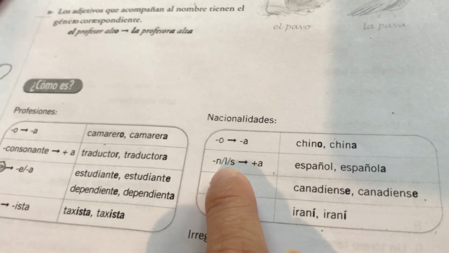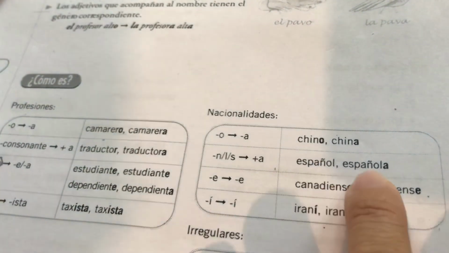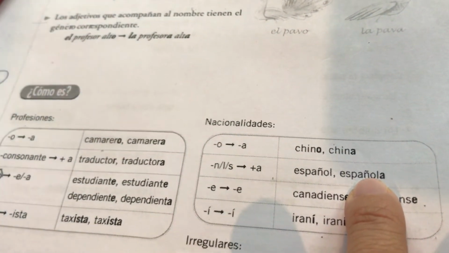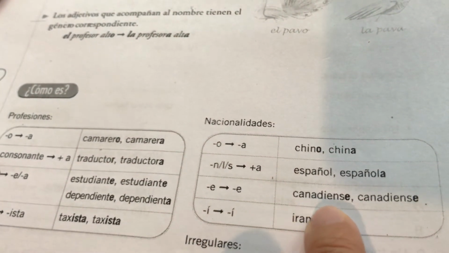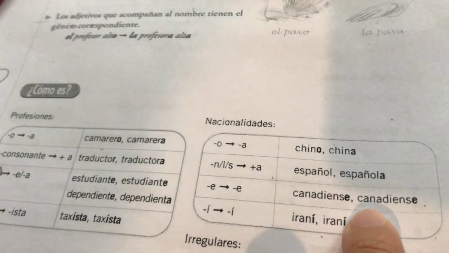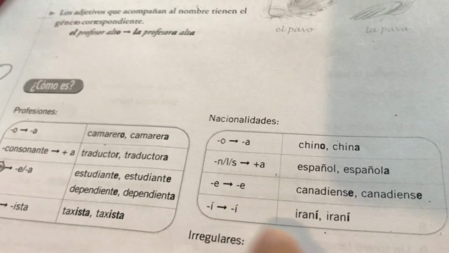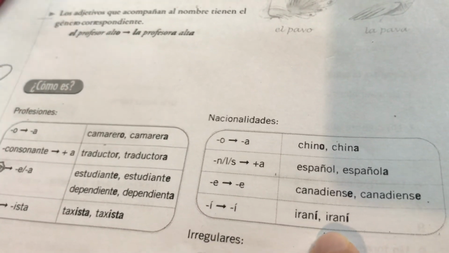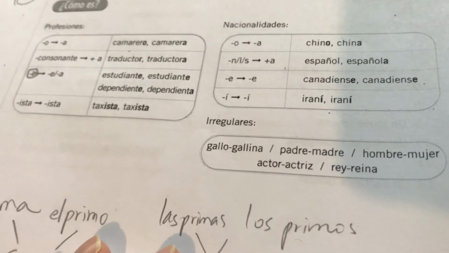And if a nationality ends with N, L, S, then you just add an A, such as español, española. And the E stays as E, canadiense. Canadian. If it's E, then it stays as E. Irani. So yeah, the people from Iran. What is Iran? It's a country in the Middle East. Got it. Thanks. Okay. All right.